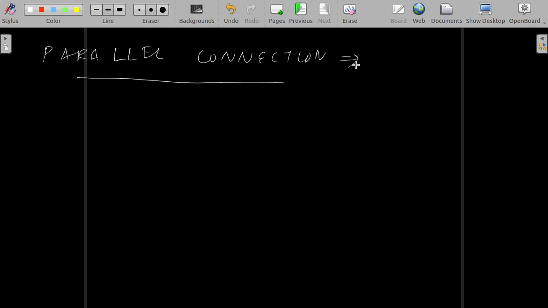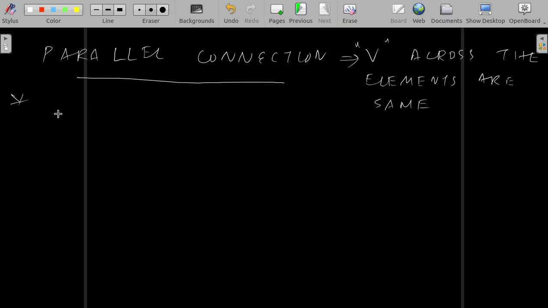Okay. So again, when do we say two elements are in parallel connection? When the voltage across the elements is the same. Okay, let's right away dive in.